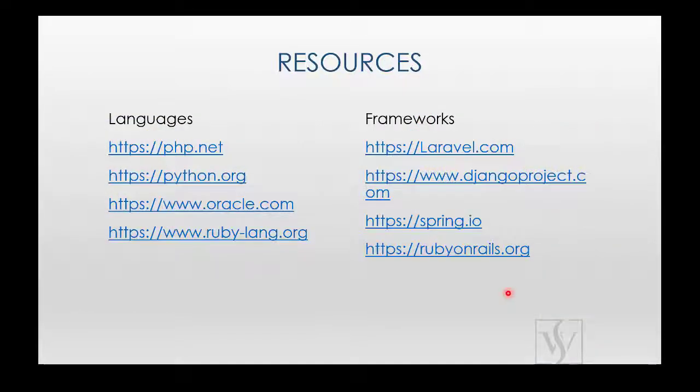Now, if you want to learn a little bit more about the languages or the frameworks, you can go to php.net for PHP, python.org, oracle.com for Java, ruby-lang.org for Ruby, and for the frameworks, you have laravel.com, djangoproject.com, spring.io, and rubyonrails.org.